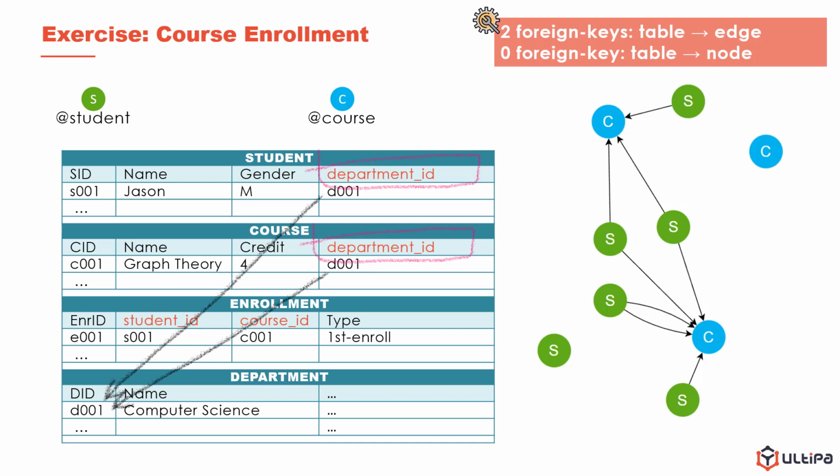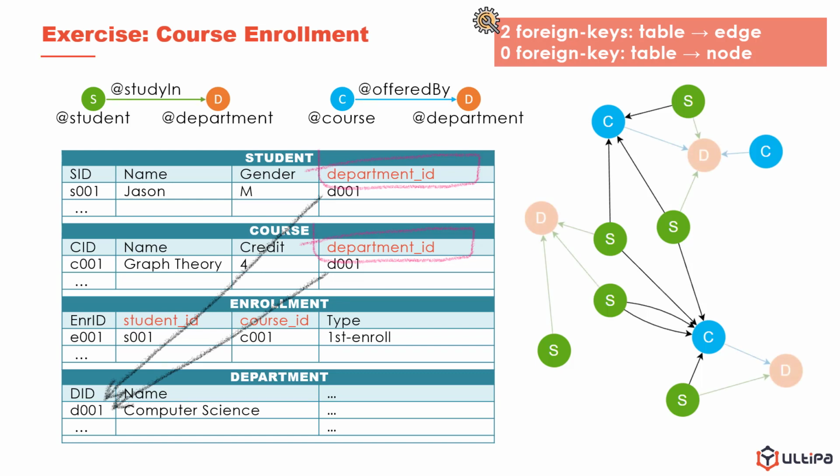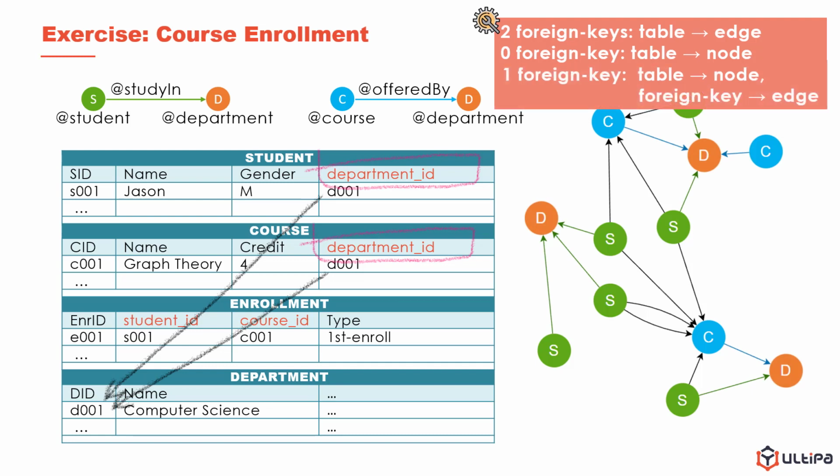Let's reanalyze these tables. The department table has no foreign key, so department is node. And the student table and course table each has one foreign key pointing to the department table, so define these two foreign keys as edges that point from the student and courses to department. This technical approach now covers the cases where the number of foreign keys in a table is less than 3. Let's practice using another example.